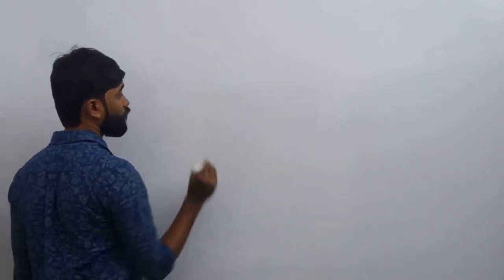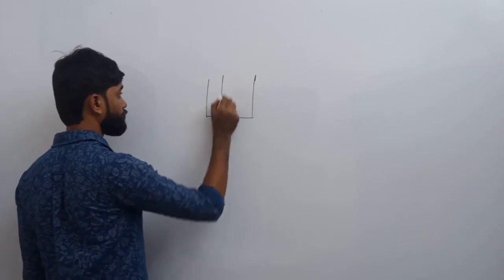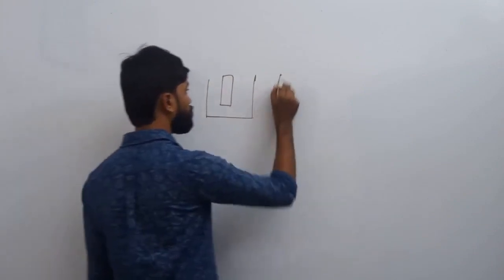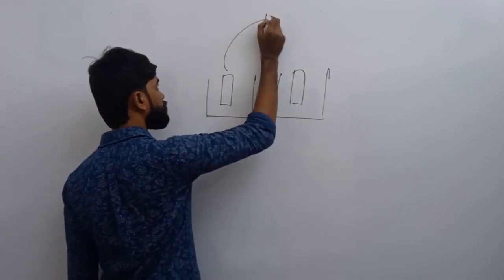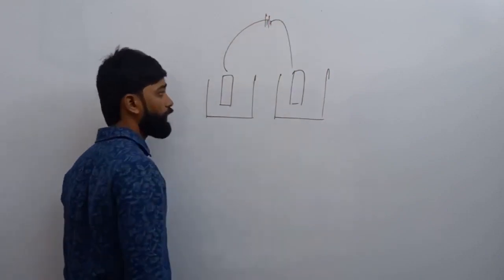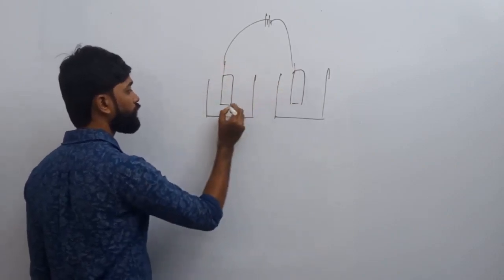Then loss of mass in anode and gain of mass in cathode. Let us have an electrolytic cell which is composed of copper and zinc. It is an electrolytic cell, not a galvanic cell, composed of copper and zinc.